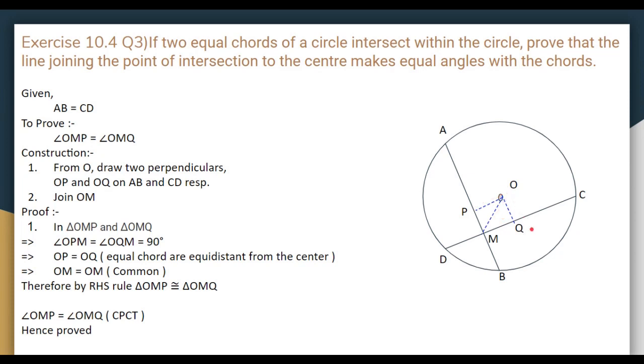OP is equal to OQ. Equal chords are equidistant from the center, and OM is equal to OM. Therefore by RHS these two triangles are congruent. इसका मतलब क्या हो जाएगा? Angle OMQ will be equal to angle OMP by CPCT.